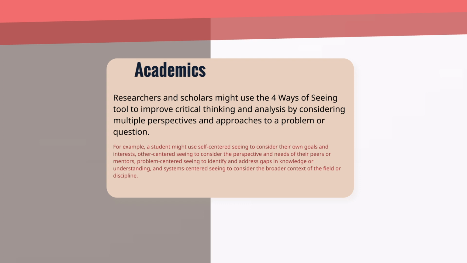You might use other-centered seeing to consider the perspective and needs of your peers and your mentors, what they think of your work, and how you can incorporate their feedback to improve your approach. From the problem-centered view, you might use it to identify and address gaps in knowledge or understanding. What do we still not know about this particular topic or question, and how can you fill those gaps? And finally, you might use system-centered seeing to consider the broader context of the field or discipline. How does your research fit into the larger picture, and what are the implications of your findings in the field as a whole?